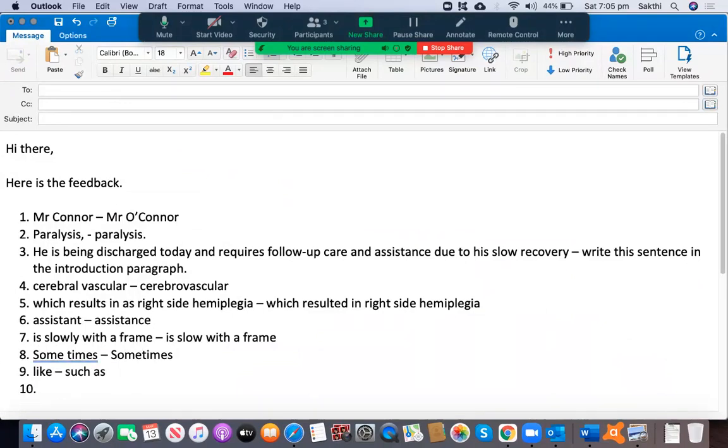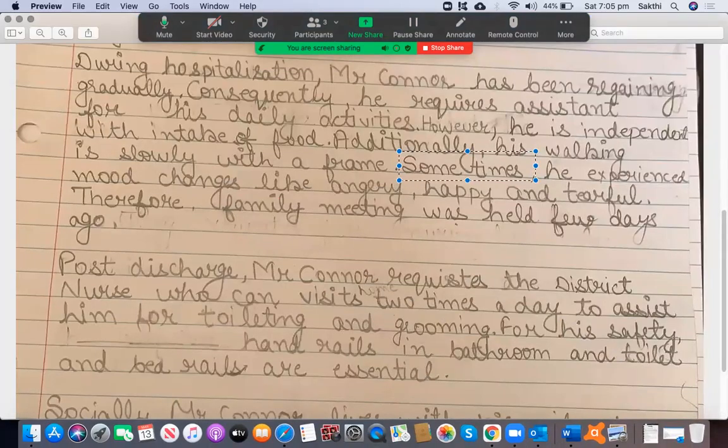All right, let's go to the next one. "Like" cannot be used. Don't use "like." Like can be used in speaking, but not in writing. Okay, writing is 100% formal. Remember that. Mood changes like angry, happy, and then tearful. Okay. You should have used changes such as anger, happiness, and tears. Mood changes are the nouns. You don't need to use the adjectives after them. So angry is an adjective. Happy is an adjective. Tearful is an adjective as well.